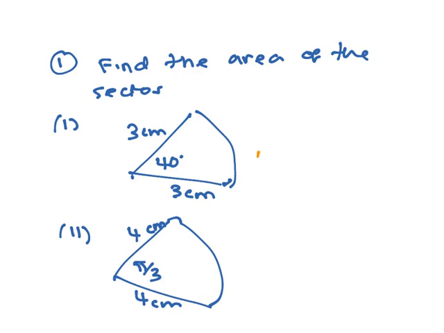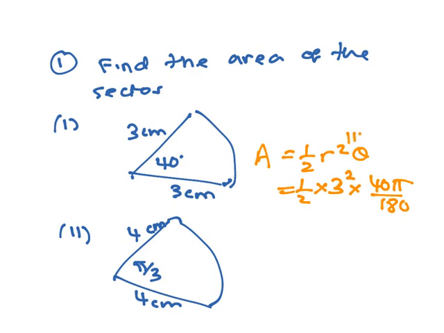Okay, so find the area of these. So this is a half r squared theta. We're going to do this in radians using the radians formula. 3 squared times 40 pi on 180. So if it stands alone, it's radians. If it hasn't got a sine, cos or tan attached to it, put it in radians. So it's a half times 9 times, that will simplify to 2 pi on 9. The 9s will cancel, the 2 will cancel. So the area is actually pi centimetres squared.